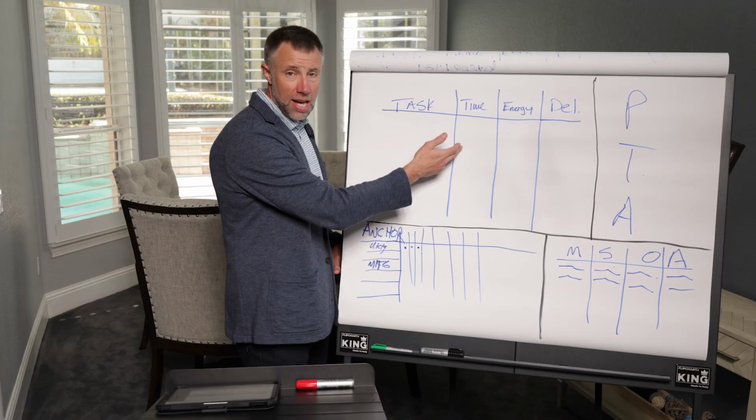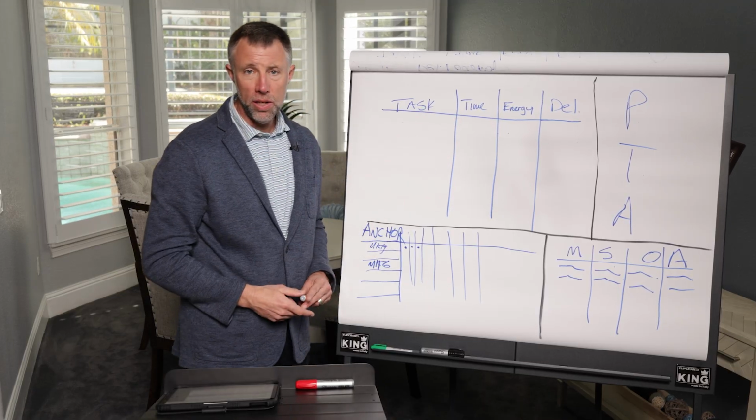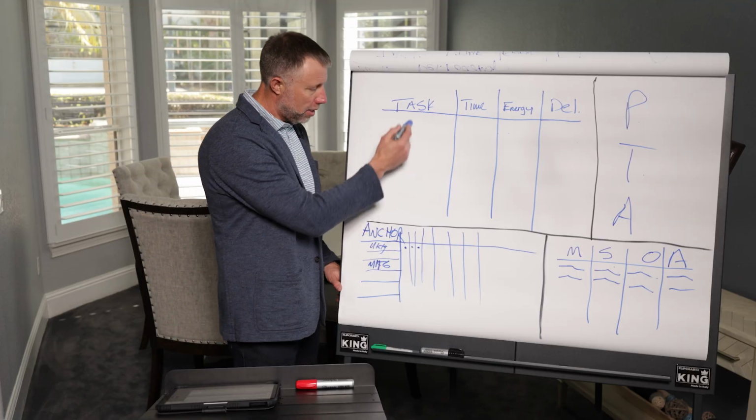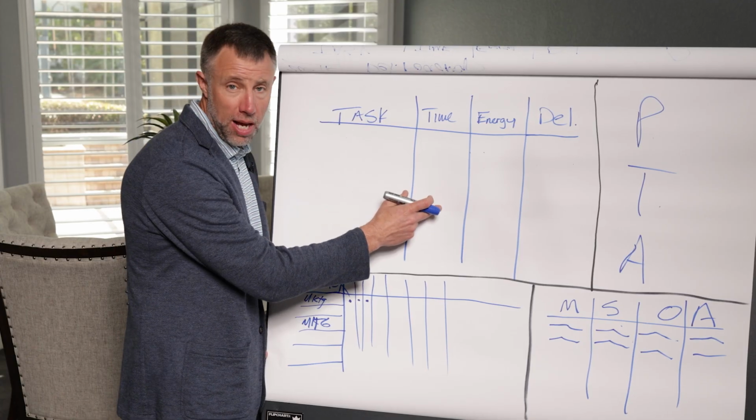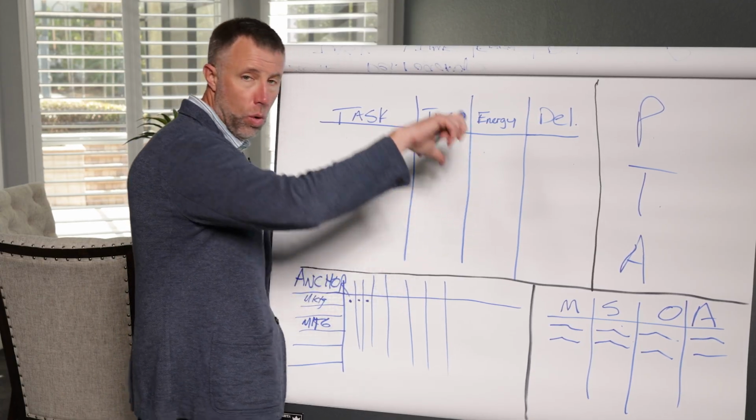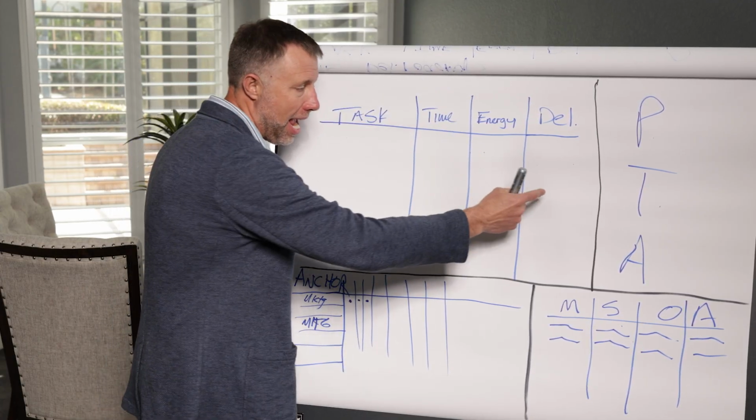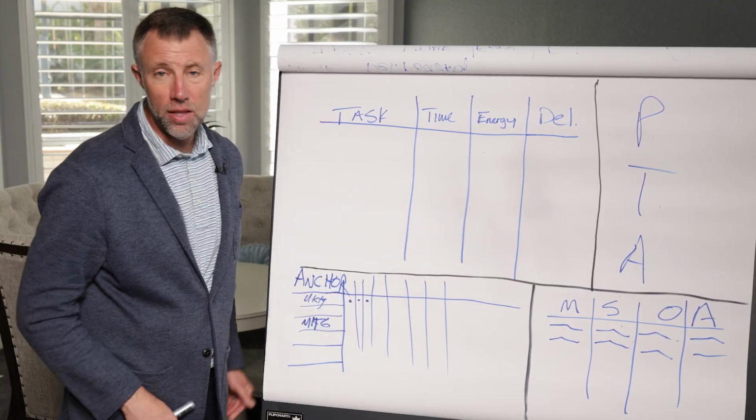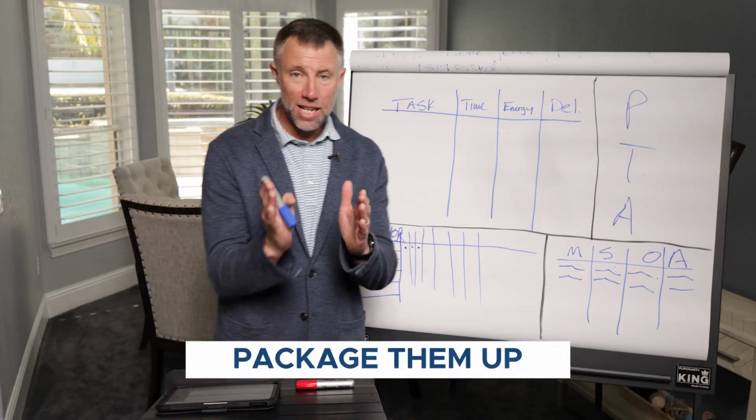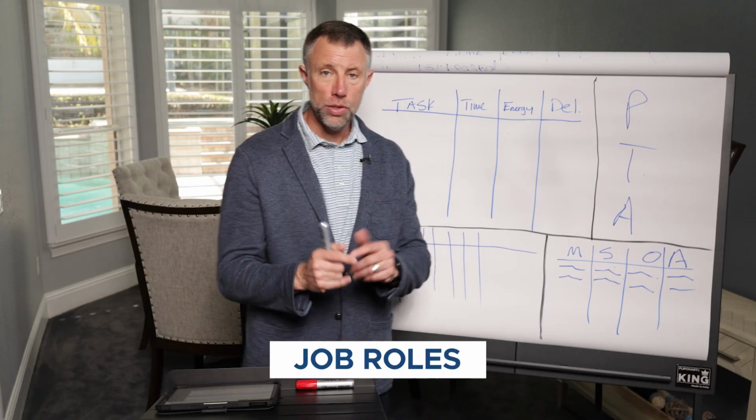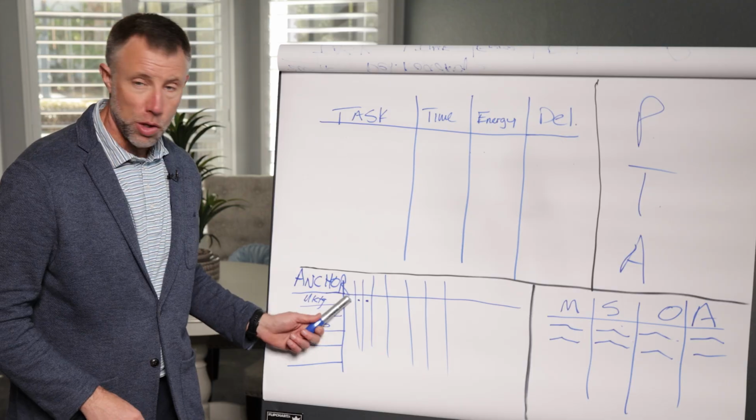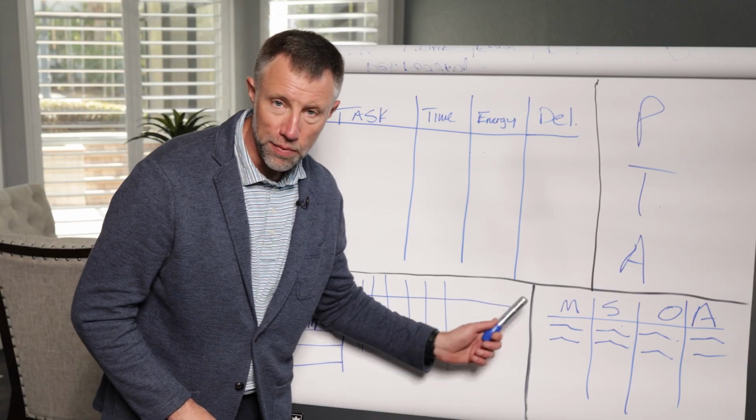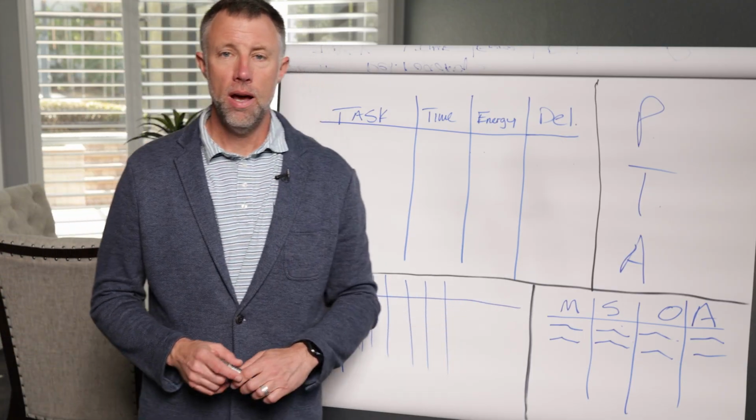So we got the task, the time, the energy, and the delegatability of that thing. And so once we look at this list after we've done that, then we're going to pick the tasks that take the most time, that either are neutral or down, they suck the life out of us, and they're 2s or 3s, meaning we can delegate those things. And guess what we're going to do? We're going to package them up, and those become job roles to start processing, training, and holding people accountable so that we can do it all throughout the year. That's how you delegate a project effectively.